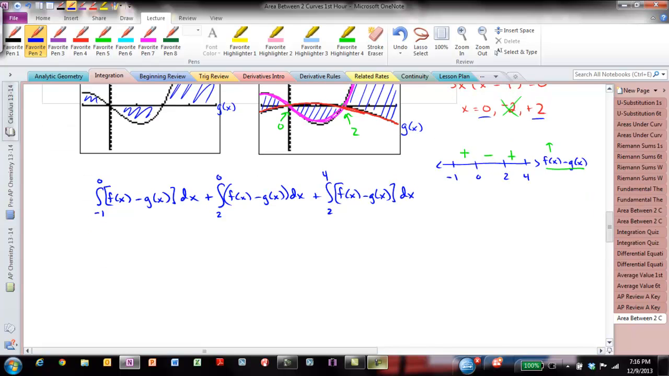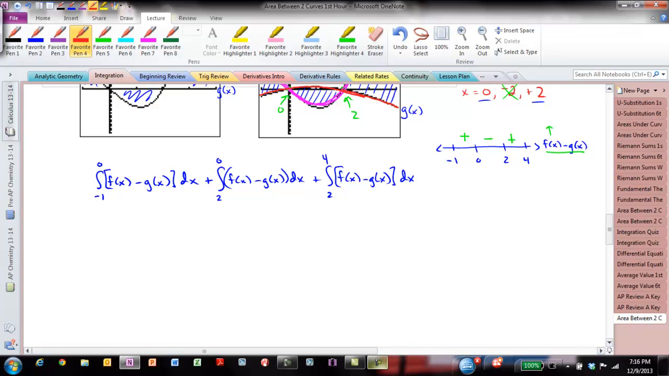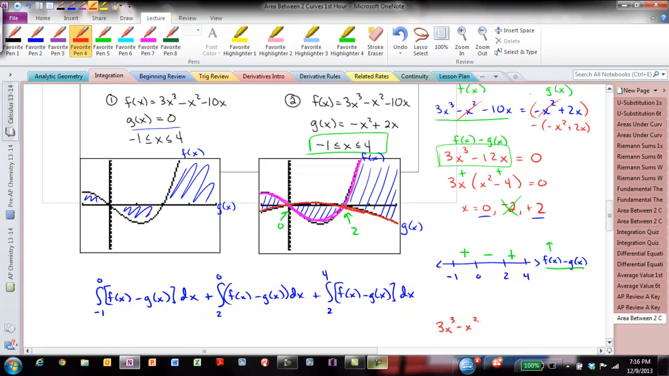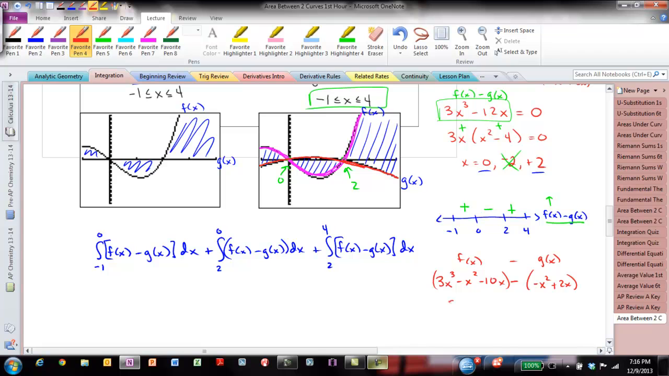Again, we're going to set this up like we're going to do it by hand. When you plug this in, you can realize what we did above was f of x minus g of x. But if I plugged this in fully and wasn't aware, f of x minus g of x is 3x cubed minus x squared minus 10x minus g of x, which is negative x squared plus 2x. So this is f of x, and this is g of x. If you actually simplify this, you'd get 3x cubed minus x squared minus 10x plus x squared minus 2x.